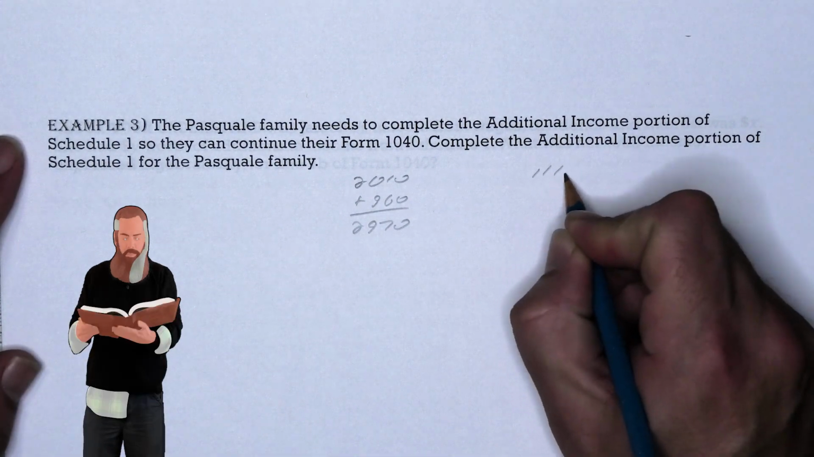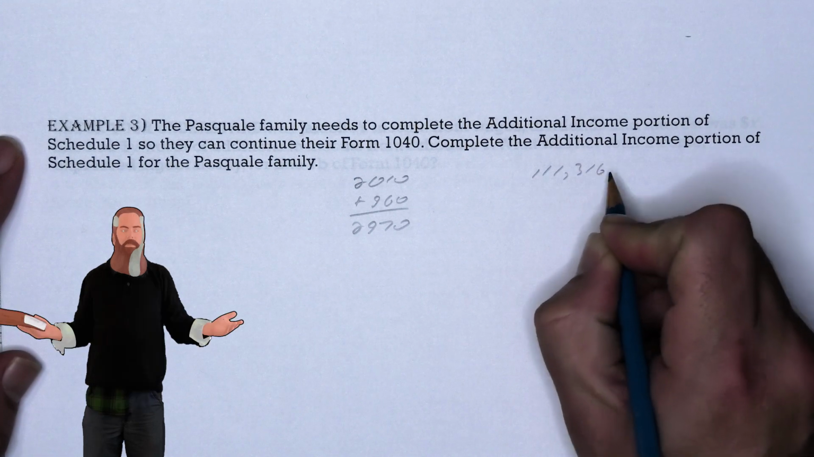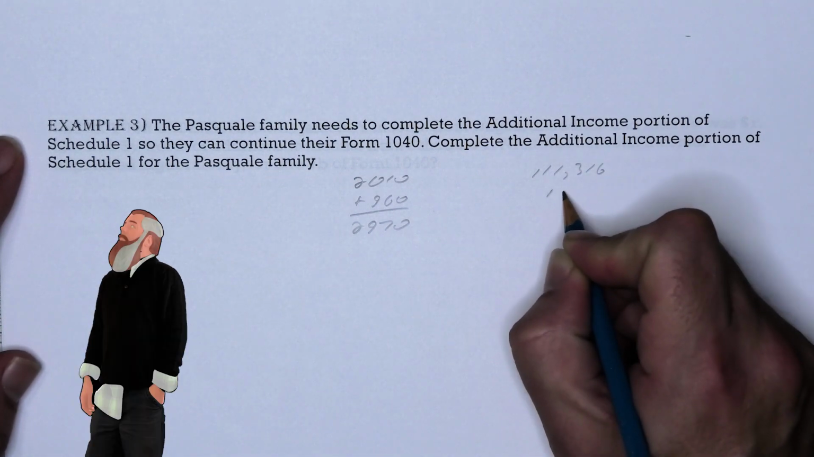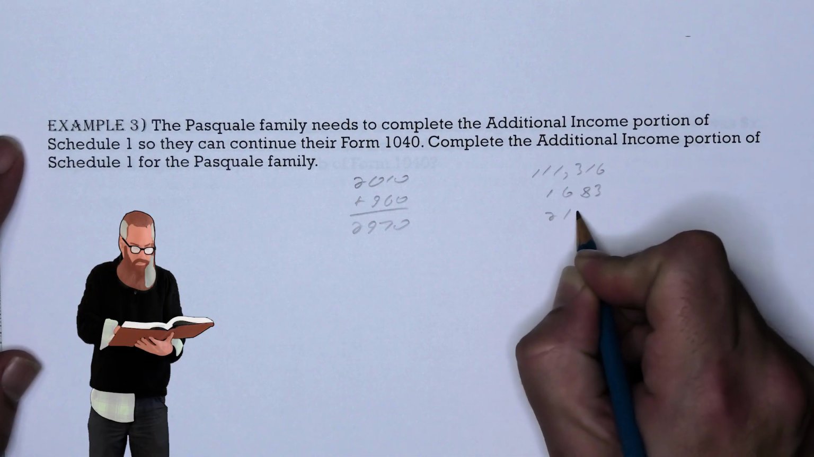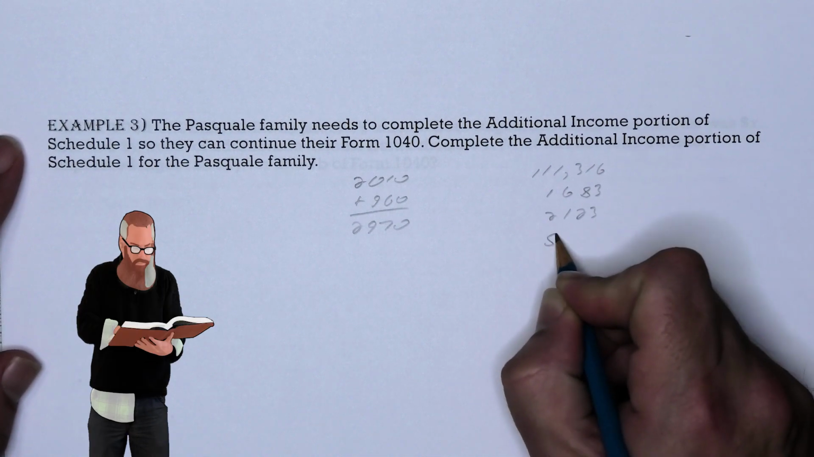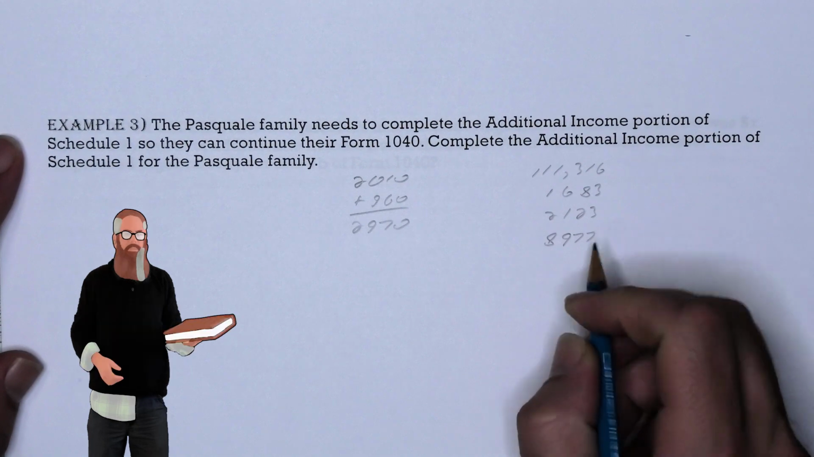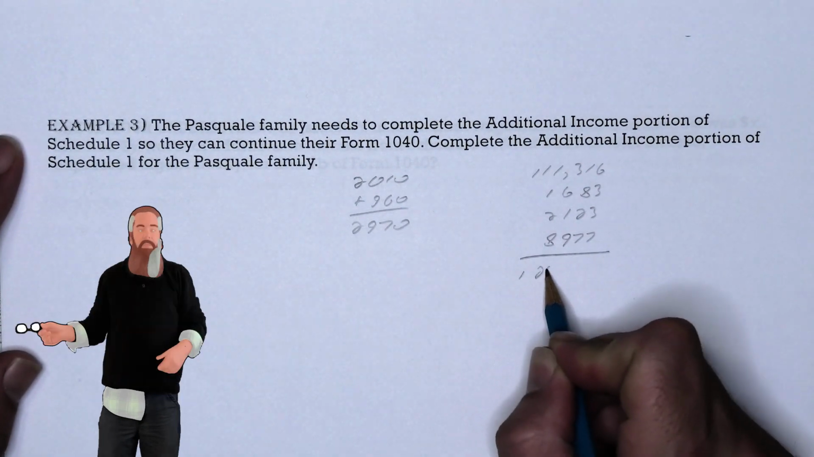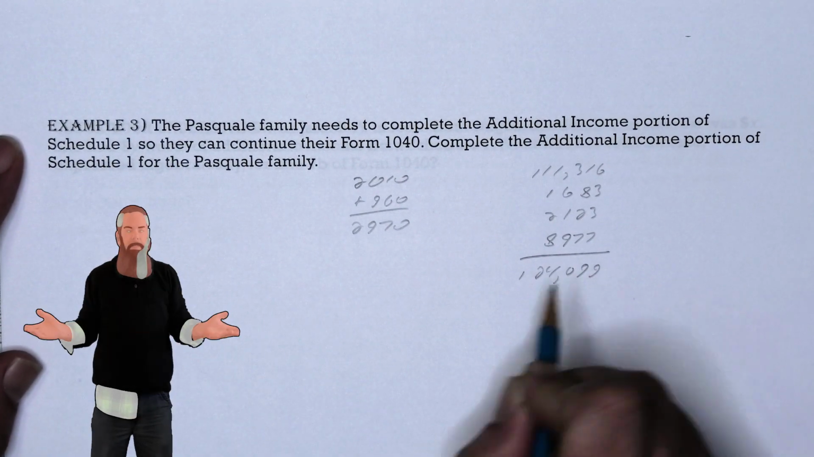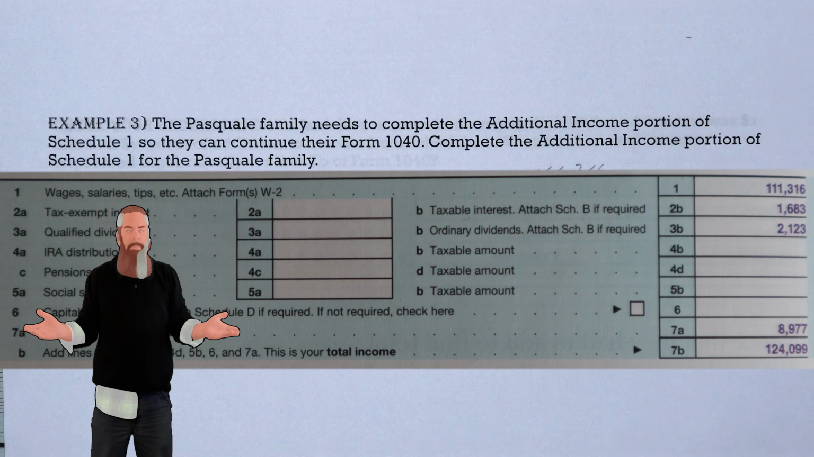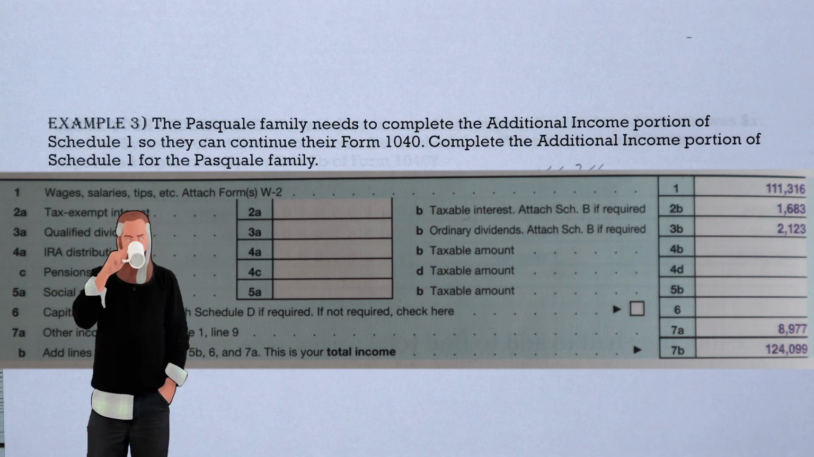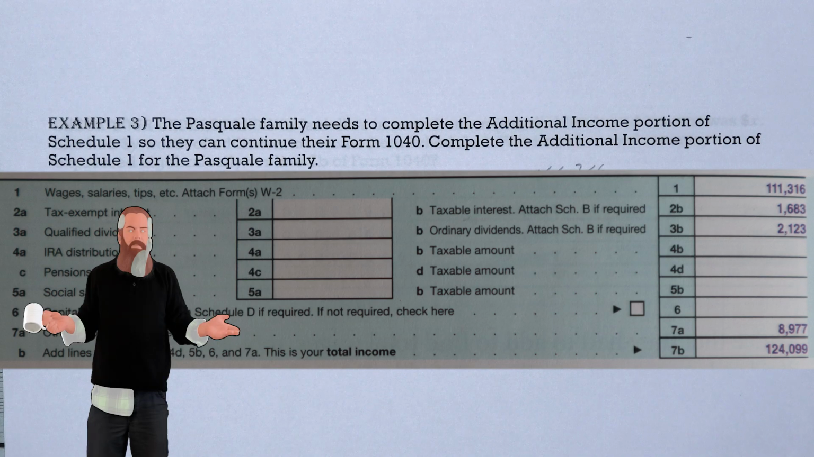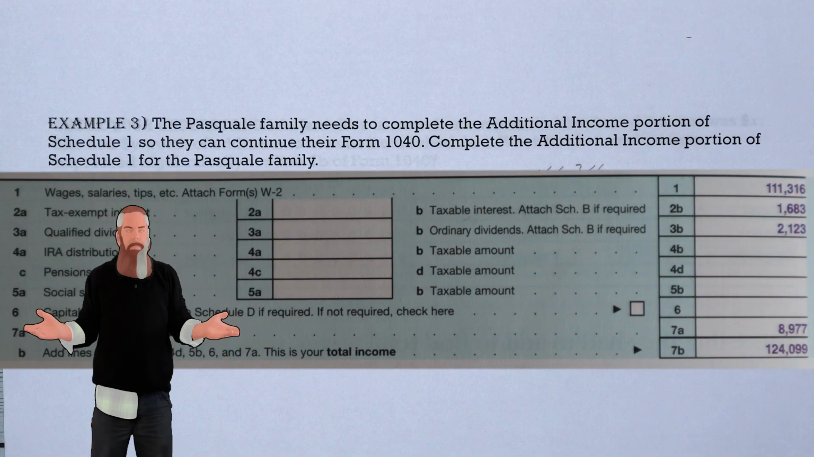This is $111,316 plus $1,683 plus $2,123 plus $8,977 for a total of $124,099. Before looking up $124,099 on a tax table to find their tax liability, the Pasquales are going to the IRS forms, schedules, and worksheets to lower their taxable income.